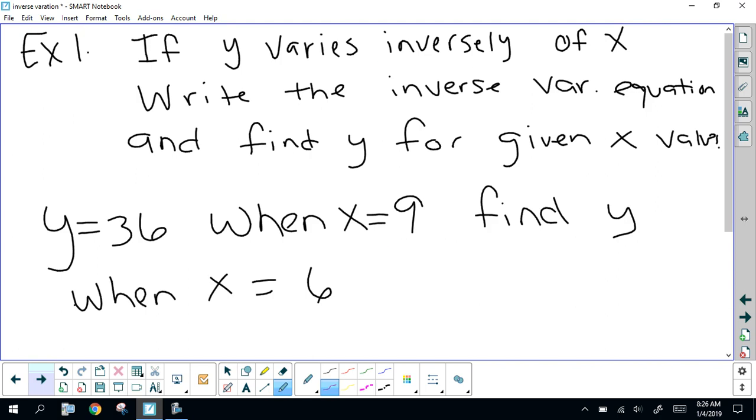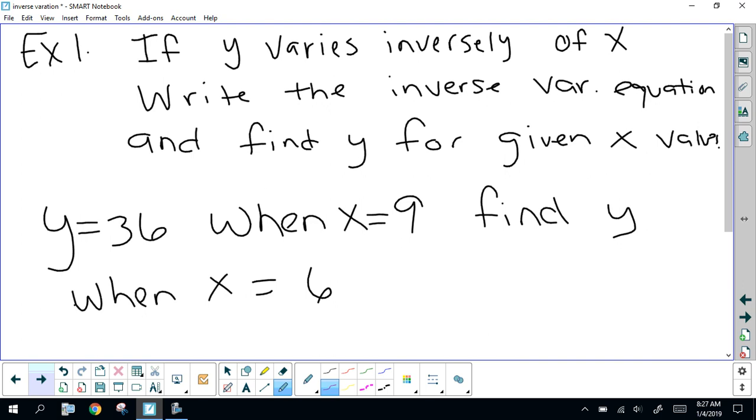All right, example 1. Fill these in on your notes. Make sure you write everything down so that you'll be able to do your assignment. If y varies inversely with x, write the inverse variation equation and find y for a given x value. When y equals 36 and x equals 9, find y when x equals 6.